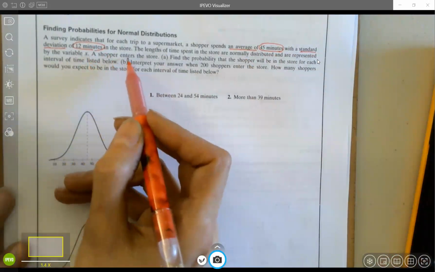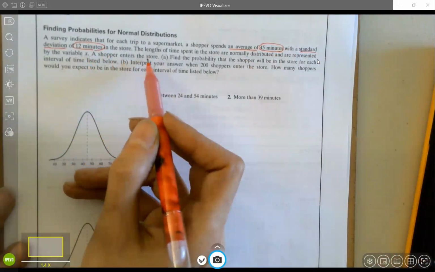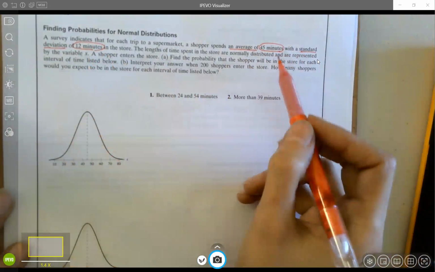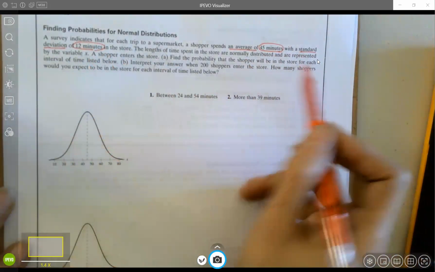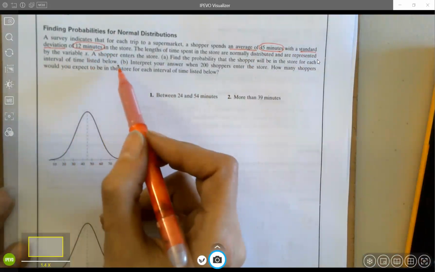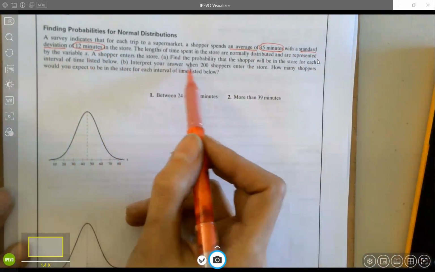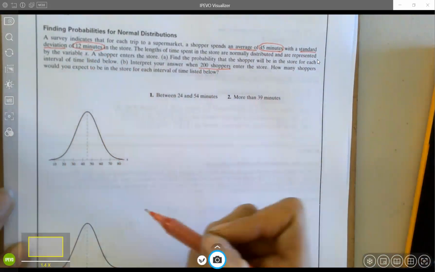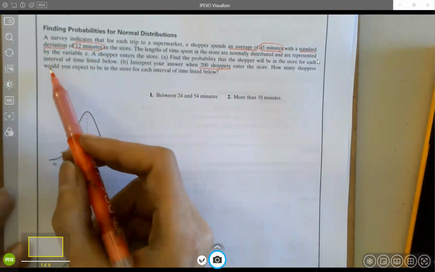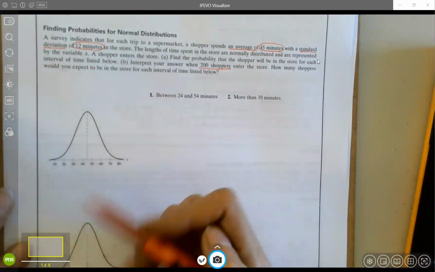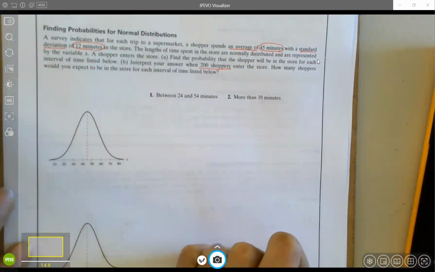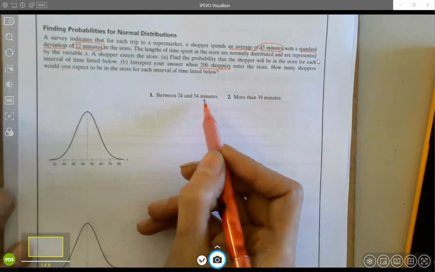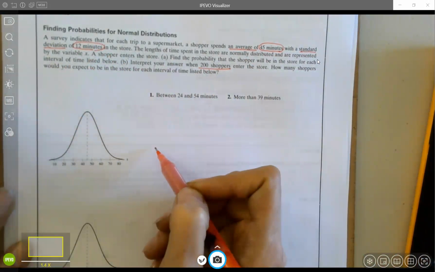A shopper enters the store. A. Find the probability that the shopper will be in the store for each interval of time listed below. B. Interpret your answer when you have 200 shoppers enter the store. How many shoppers would you expect to be in the store for each interval of time? The first interval is between 24 and 54 minutes.